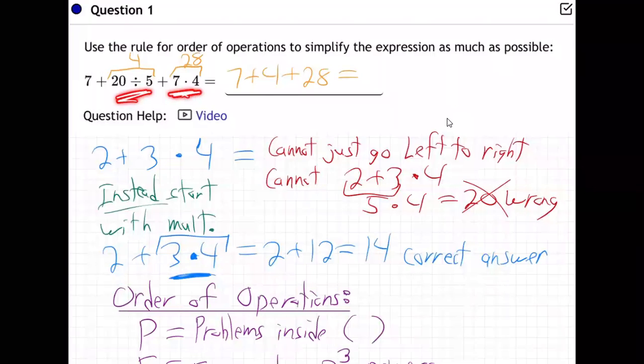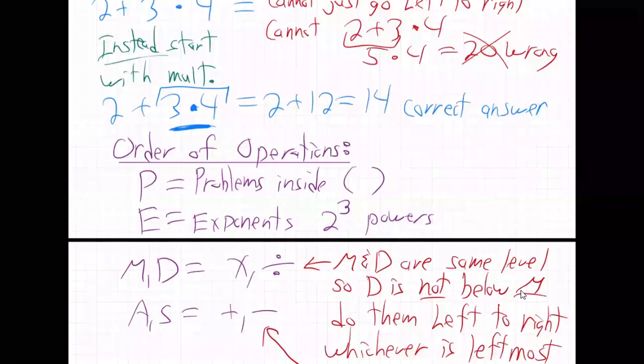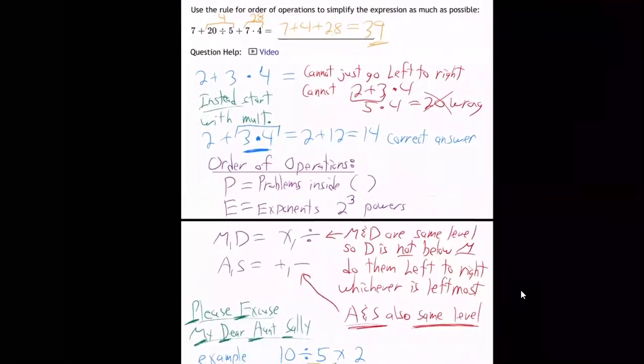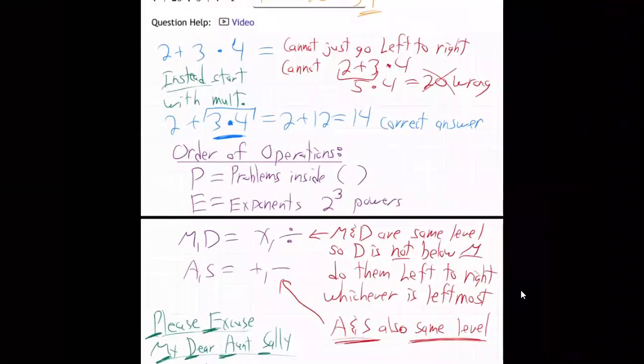Do the multiplying and dividing first. Then just use your calculator. What's that going to be? I think 39 for mine. Yeah, 39. And there we go. So there's PEMDAS, the correct order of operations that we need to follow.